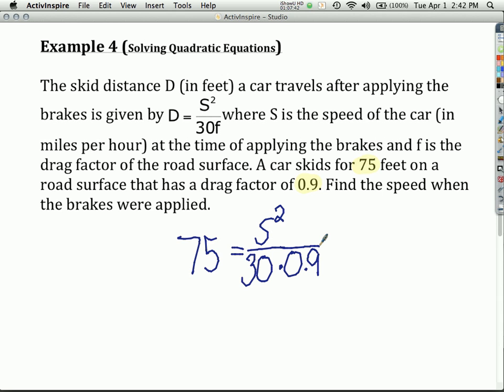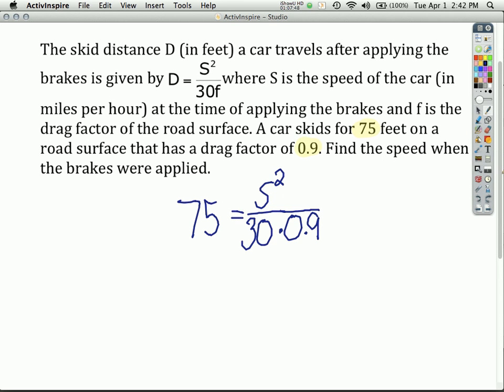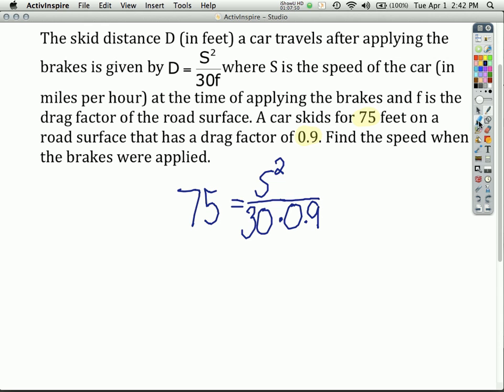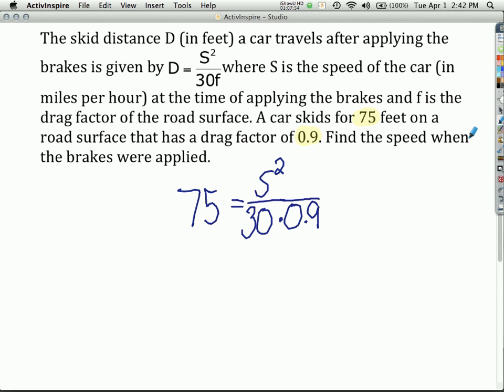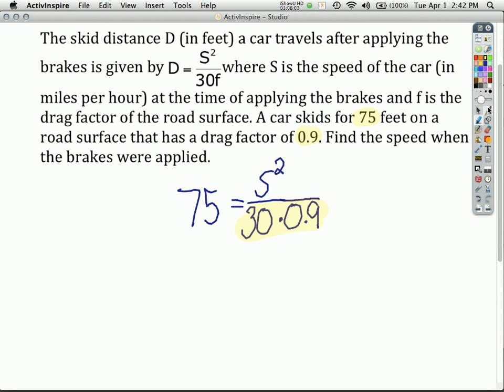Now we only have one variable. Now we can actually solve the equation and figure out what the speed was. What can we simplify first? Or what can we do first? Kayla? Very good. You should always try to simplify anything that can be simplified.